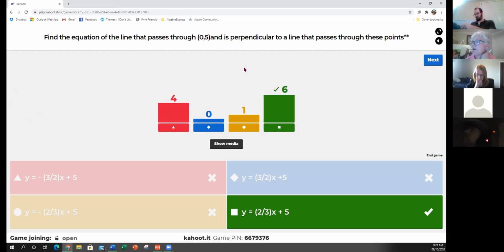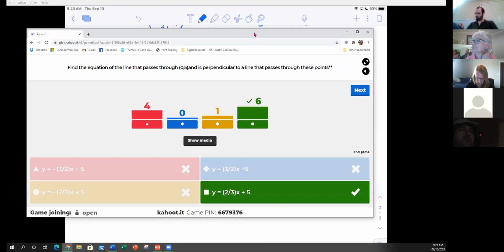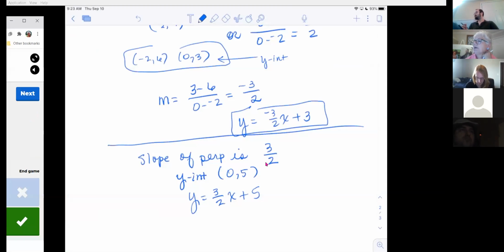Okay, most of y'all got that, that's great. So we know the slope of the line that passes through these 2 points is -3/2. So the slope of the perpendicular has to be both opposite sign and flipped. So the new slope is 3/2. And the y-intercept of our new line is (0, 5). So the equation would be y equals 3/2 x plus 5.